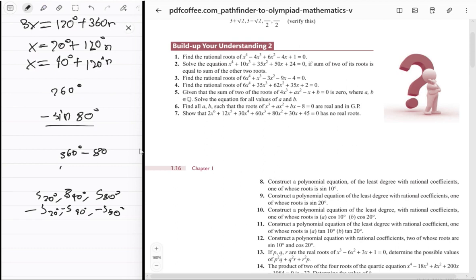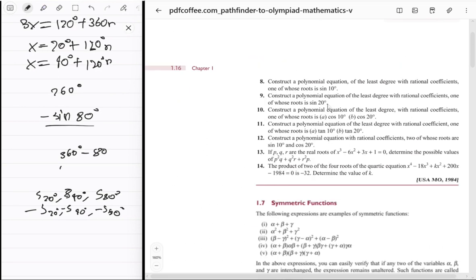I don't think that can happen. Okay, I need to stop because this is getting very complicated. I guess we should stop now.